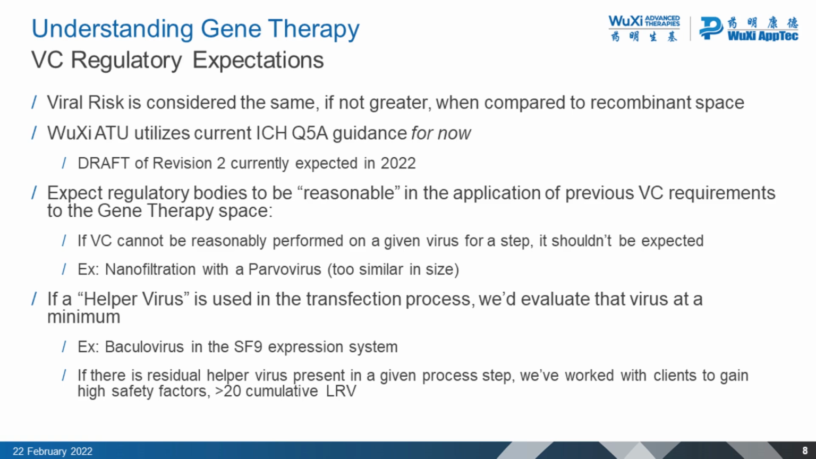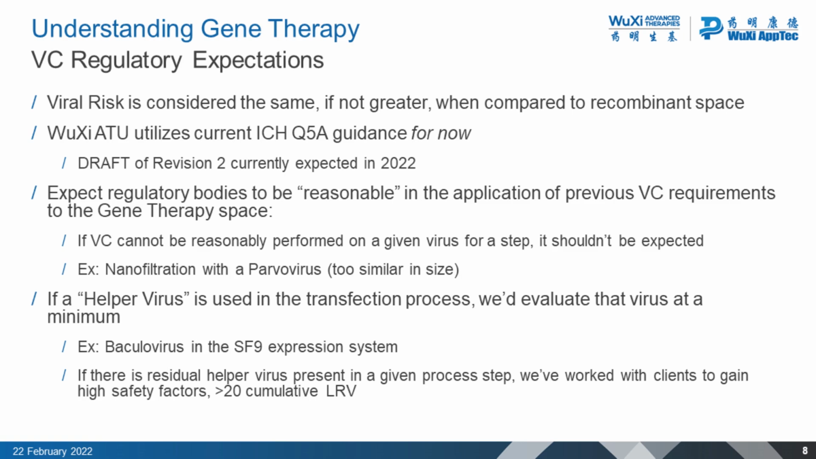We do expect the regulatory bodies to be reasonable in the application of previous VC requirements to the gene therapy space. Whereas if a viral clearance cannot be reasonably performed on a given virus or a step, it shouldn't be expected. For example, nanofiltration with parvovirus. If there is a helper virus used in the transfection process, we'd evaluate that virus at a bare minimum. For example, baculovirus in the SF9 expression system.